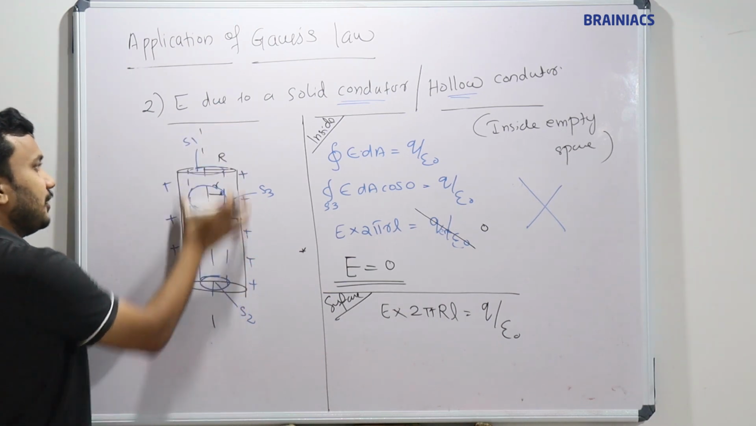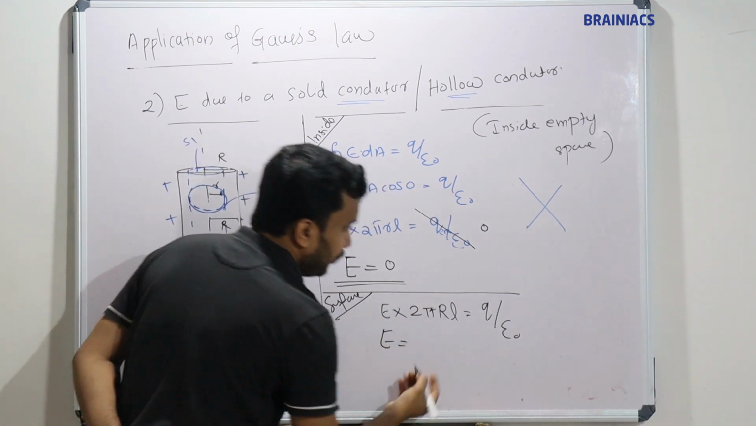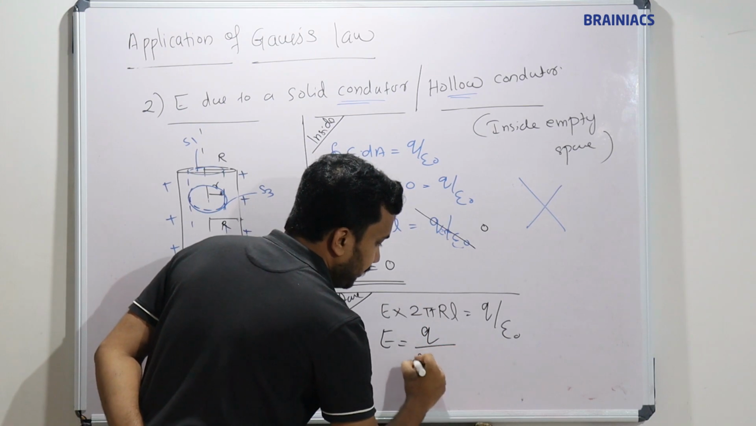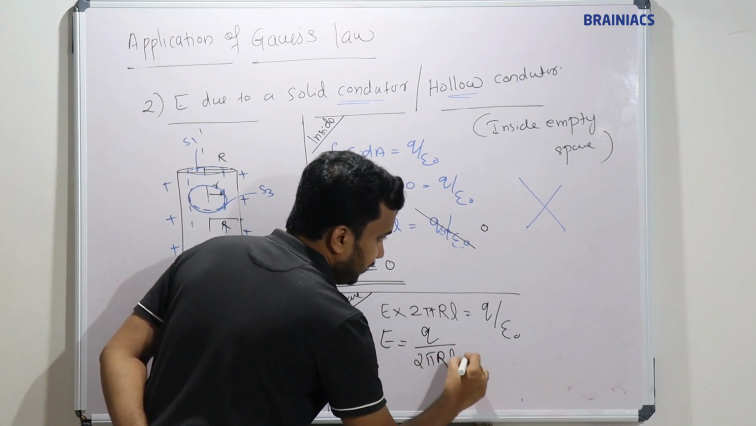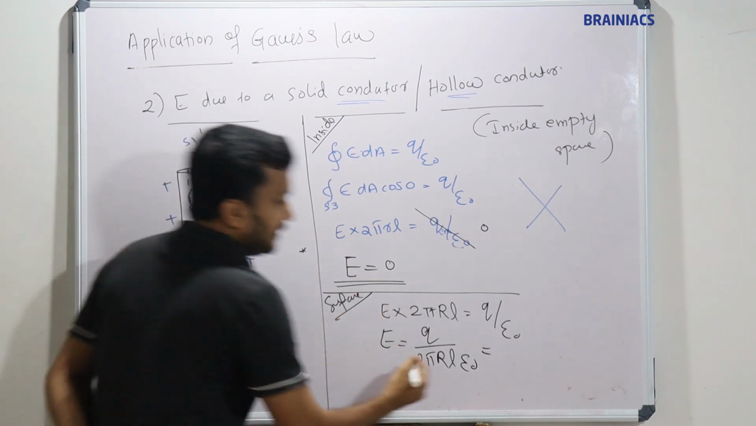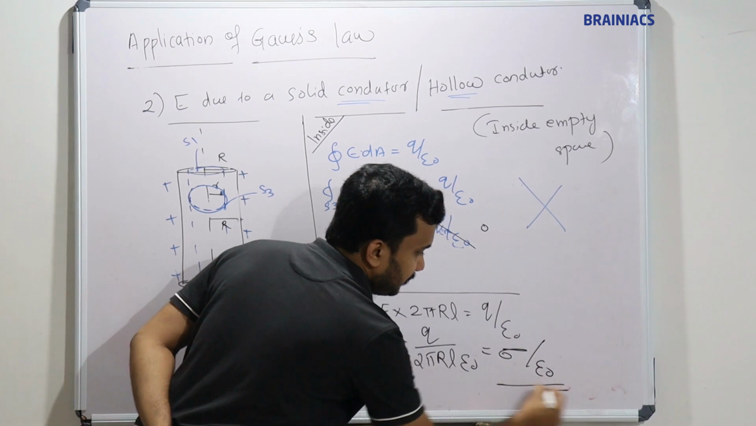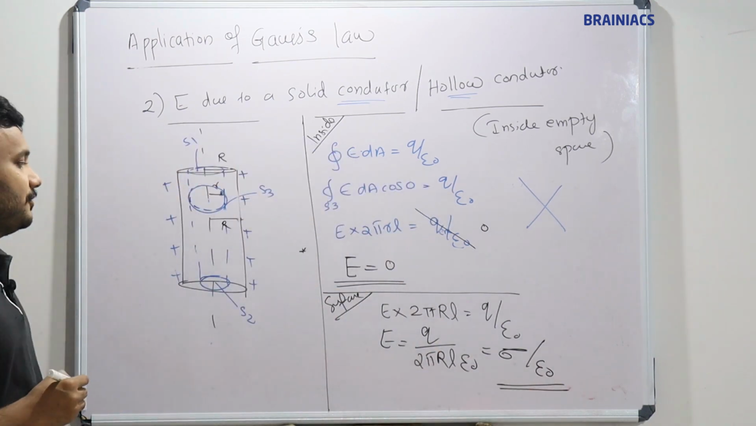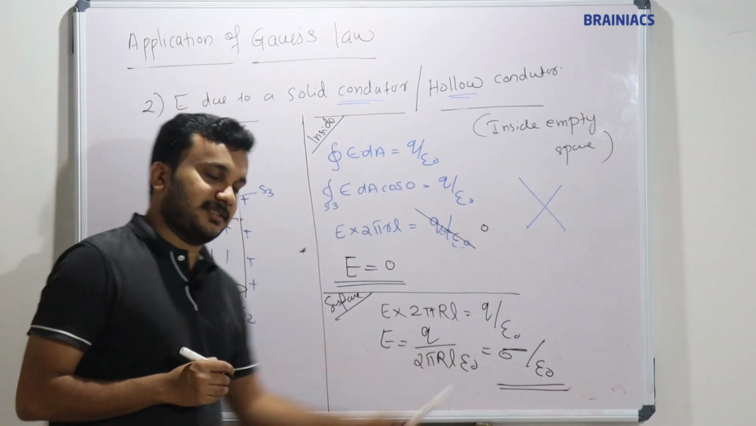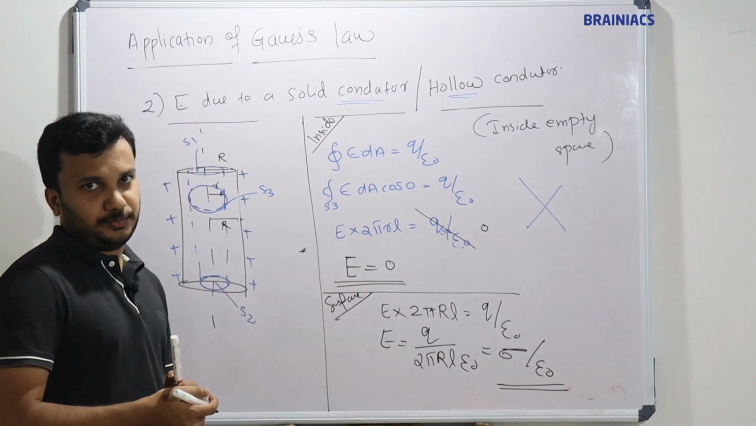Now our Gaussian surface is a cylinder. So the electric field will be equal to Q divided by 2 pi R L into epsilon 0. Charge by area is, as I told before, sigma. So E is sigma divided by epsilon 0. This is the electric field intensity at the surface. The electric field intensity inside will be equal to 0.